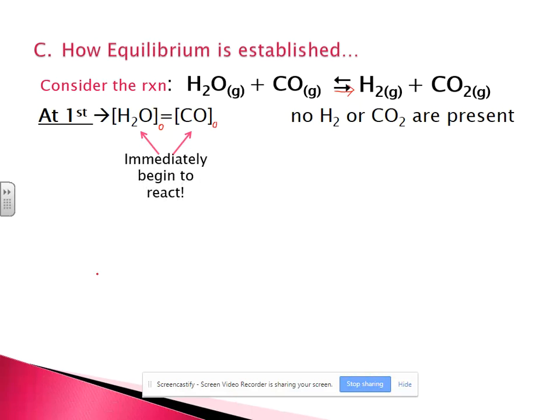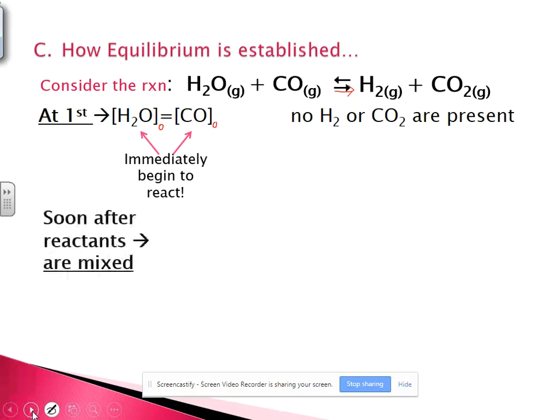As soon as you mix them, they immediately begin to react. As the particles collide, remember collision theory, they would collide with proper orientation and proper energy to reach that activation energy needed to form products. So at first, you only have reactants. There's no hydrogen nor carbon dioxide present.